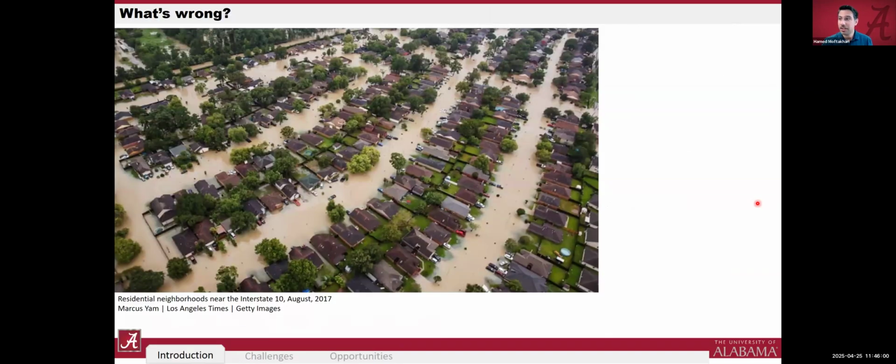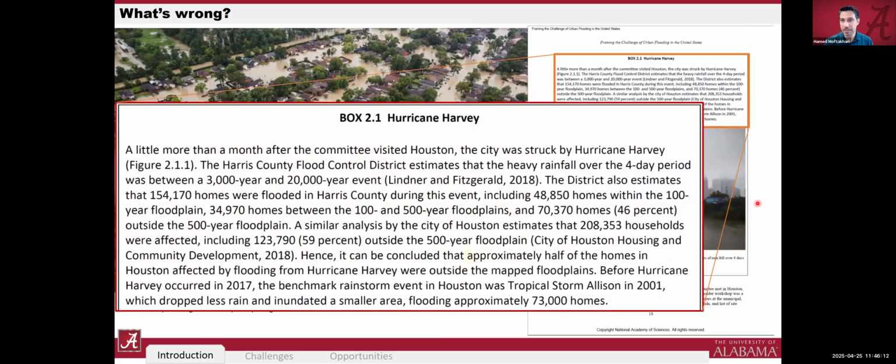But is that all? Is it just that storms are getting stronger, or are there other components that we need to consider here? This is an image from Hurricane Harvey back in 2017, and I'm taking a snapshot of a report the National Academy published after this event. They concluded that approximately half of the homes in Houston affected by flooding from Hurricane Harvey were outside the mapped floodplains. That could be another issue that we need to address together as a community: we are dealing with compound floods.